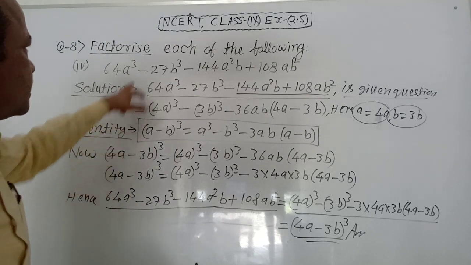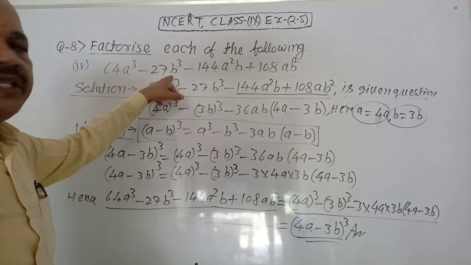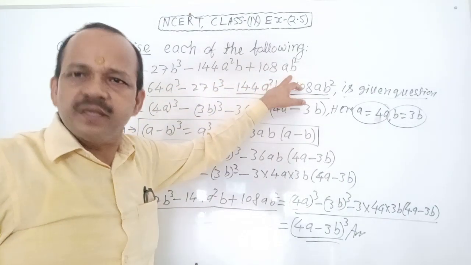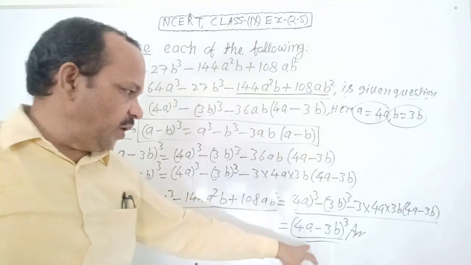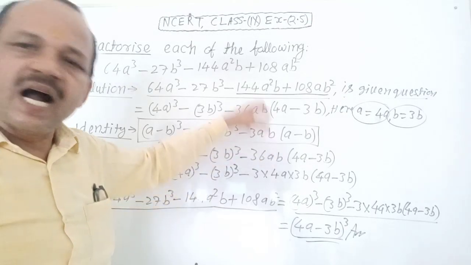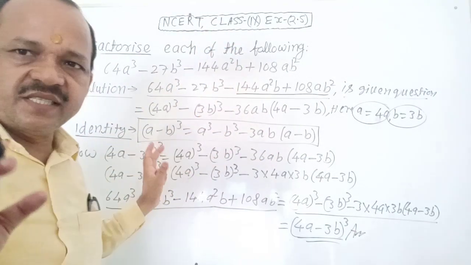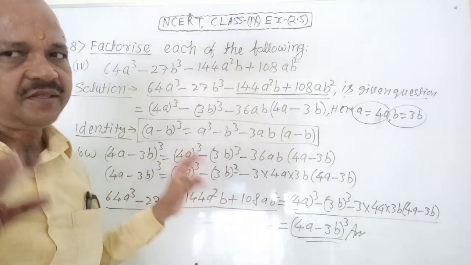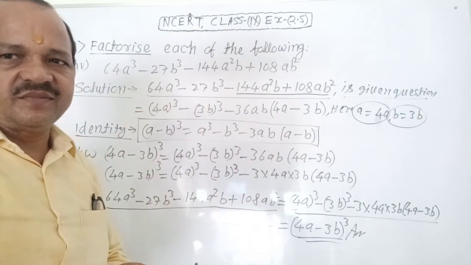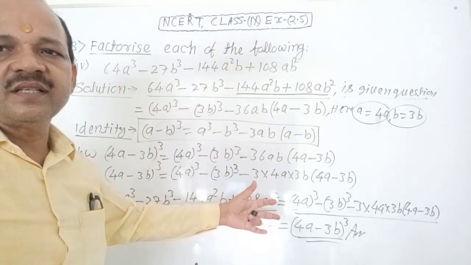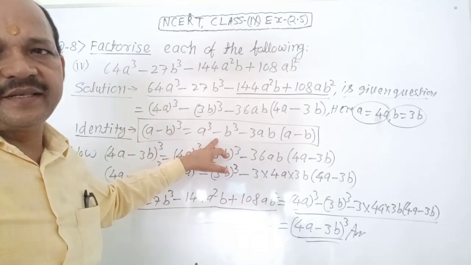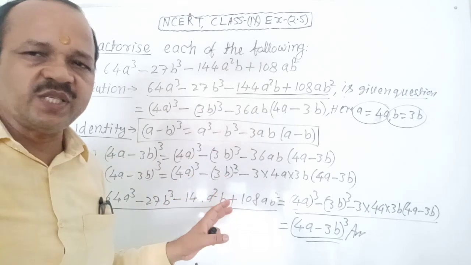You factorize 64a cube minus 27b cube minus 144a square b plus 108ab square, and you find (4a minus 3b) whole cube with the help of this identity. The identity is clear. The solution is clear. No confusion about it. Very good. It is very easy. You can solve any question with the help of this solution and this identity, so learn this identity carefully. Clear? No confusion about it?